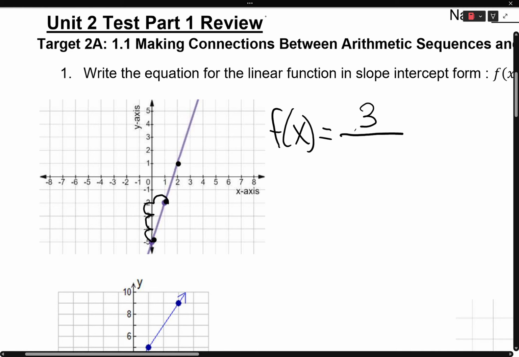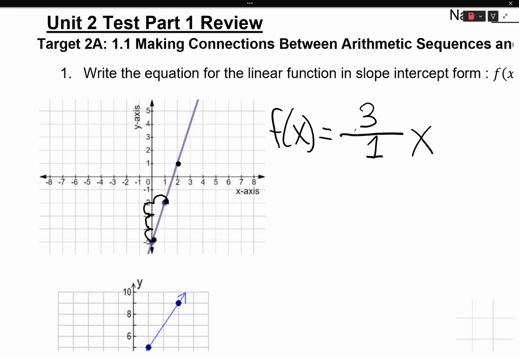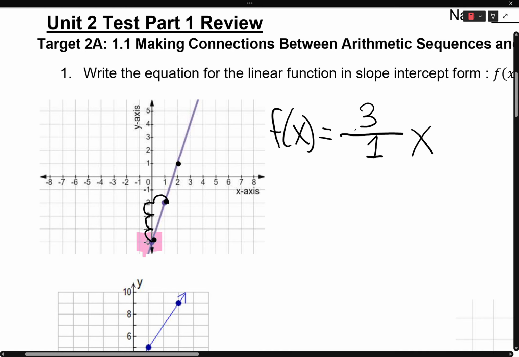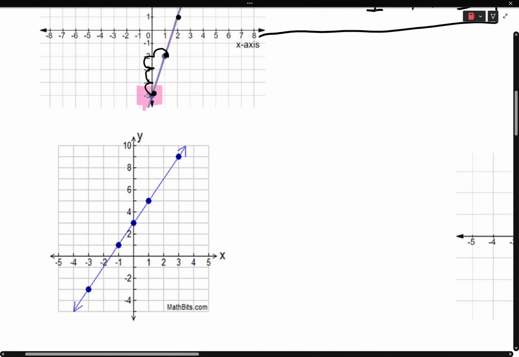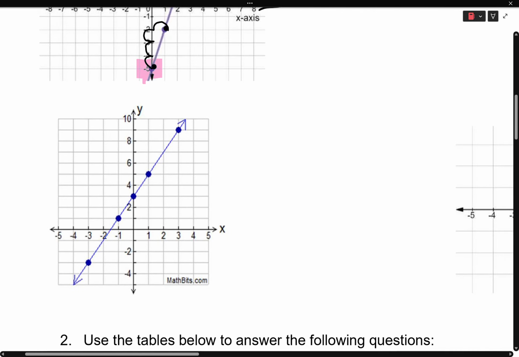Cool. Put an x next to it, and I put a plus without even thinking about it. I need to identify my y-intercept. It looks like my y-intercept is -5, so I'm going to put -5. Perfect. Let's do this bottom one. All right, f of x equals fraction. So I'm going to start with the y-intercept, and I'm going to go up 2 to the right 1. And my y-intercept is +3.